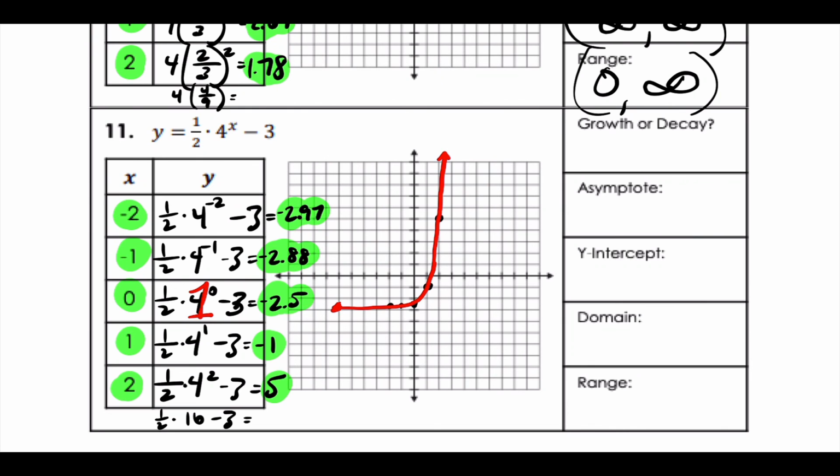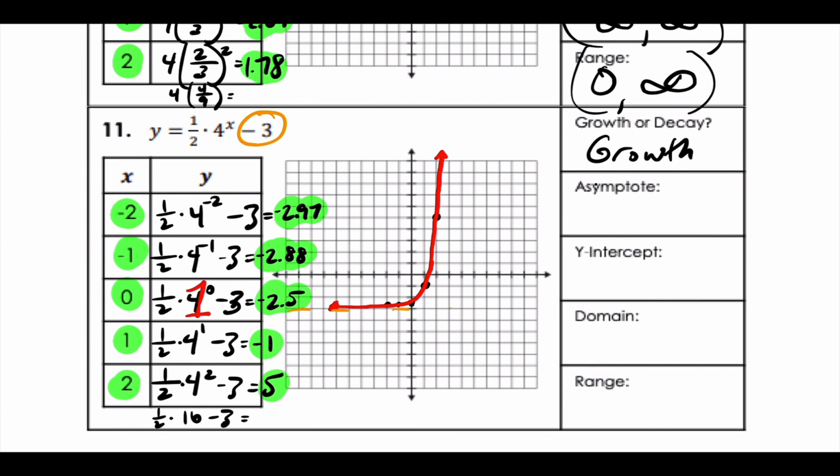Okay, that one's growth. Where's the hard floor? Negative 3, right? Right here. And it kind of shows on ours right here. It's not going to go past negative 3. Y equals negative 3. The y-intercept, 0, comma 2, negative 2.5.